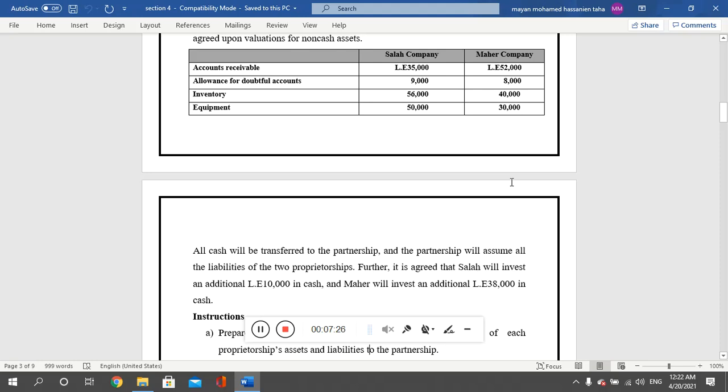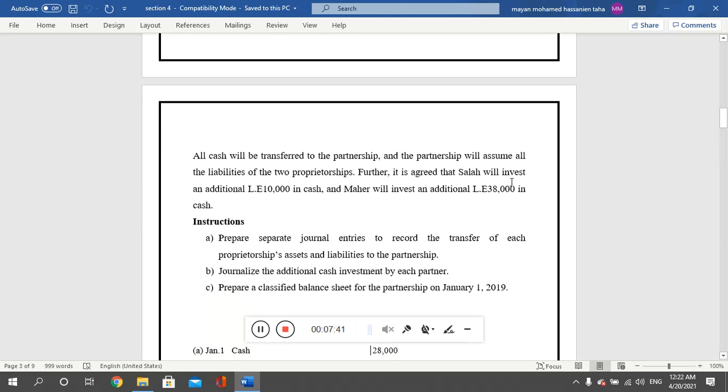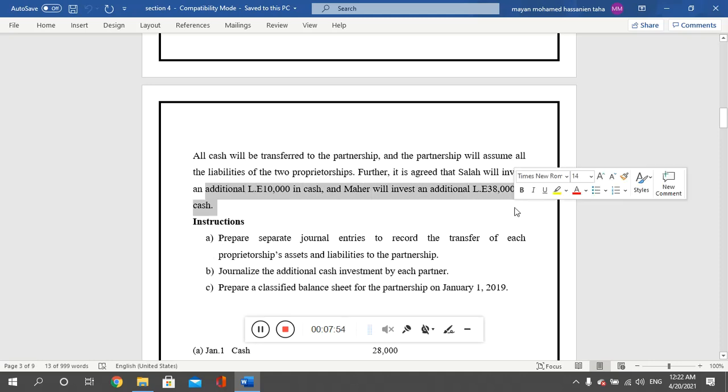After this, what's required? Prepare a separate journal entry to record the transfer of each proprietorship's assets and liabilities to the partnership. This is number A, forming a partnership. Number B, journalize the additional cash investment that we mentioned here in the last line.